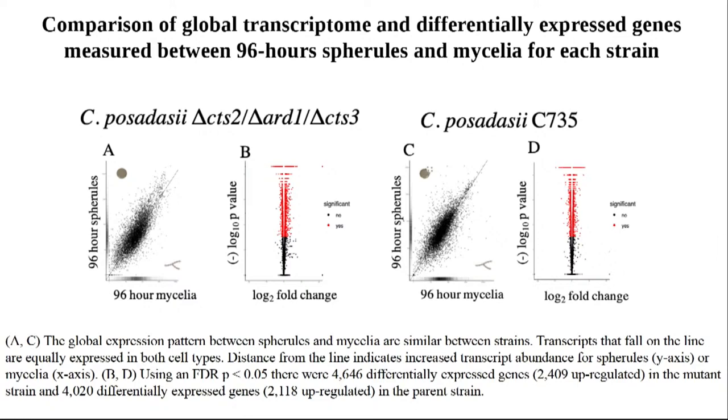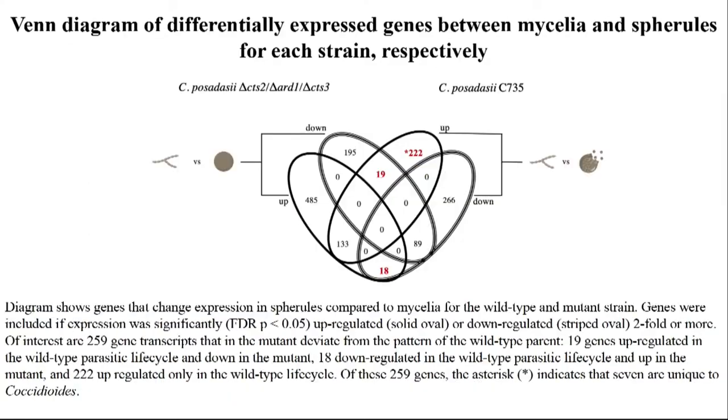So this is a traditional volcano plot, right? We see the significant genes that are differentially expressed between spherules and mycelia. And we can complete the same analysis for the wild type, right? So then we have all of the genes that are upregulated in the spherular phase, both in the mutant and in the wild type strain. Next slide, please.